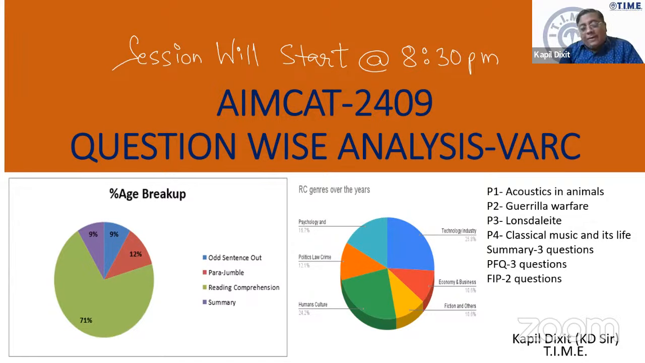So typically this was one paper which was exactly on the lines of the question category as far as CAT 2022 was concerned. Okay, so let's start with the attempt strategy of the paper. Let's start with the attempt strategy of the paper.